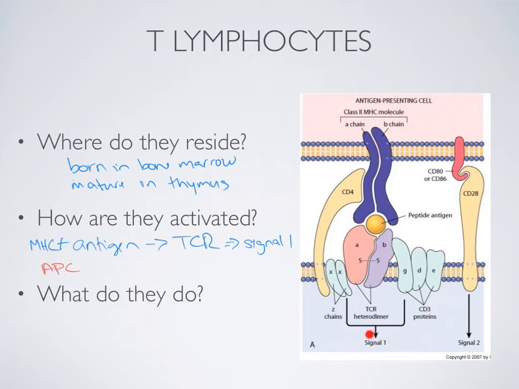But then, once that binding happens, that transmits signal 1. But again, for a fail-safe, you're only going to be activating that T cell if there's a signal 2. So that signal 2 can come in the form of antigen-presenting cells or cytokines. And what do T cells do if they're activated?